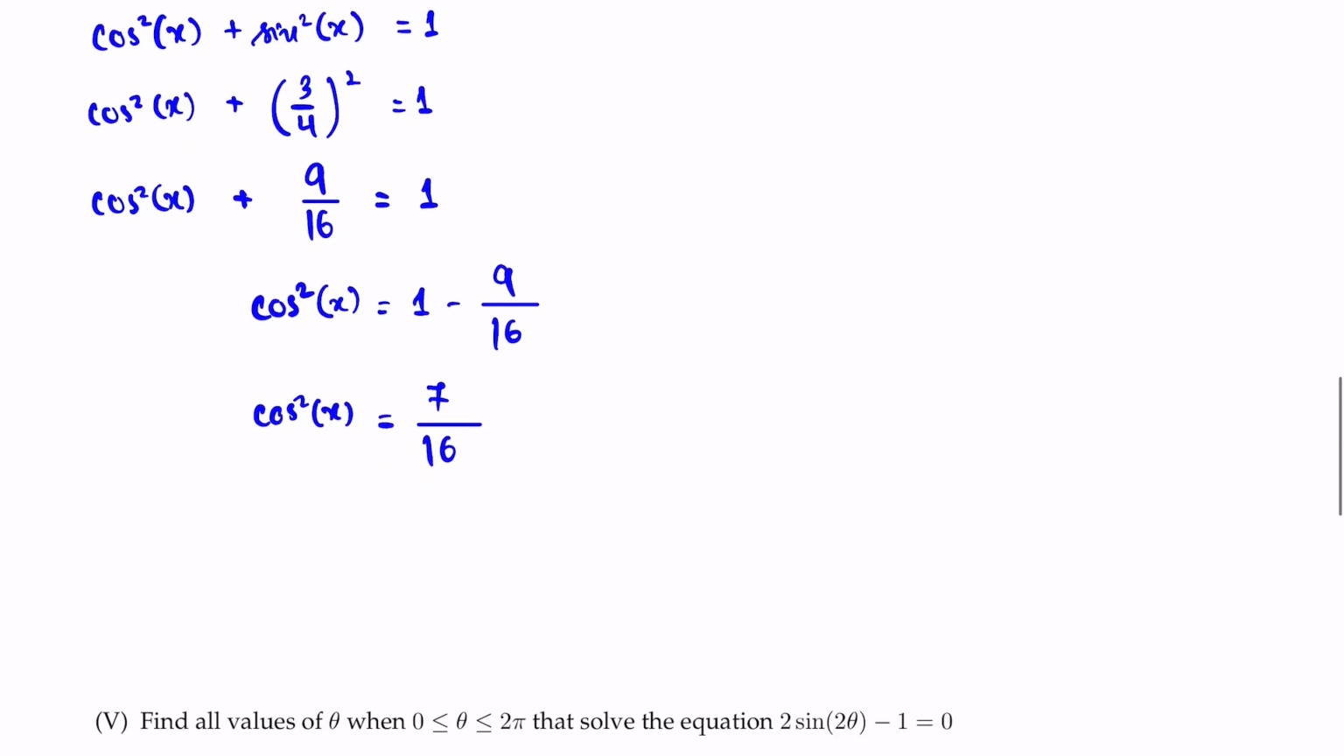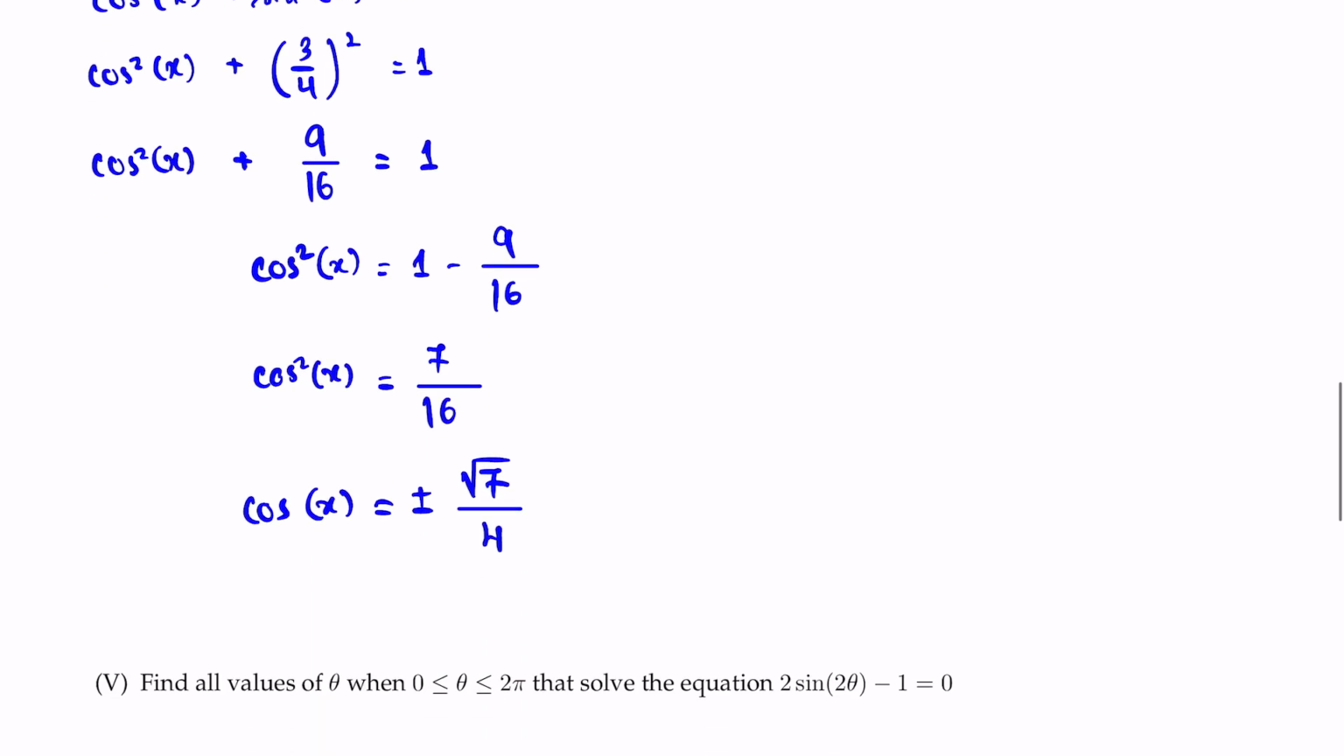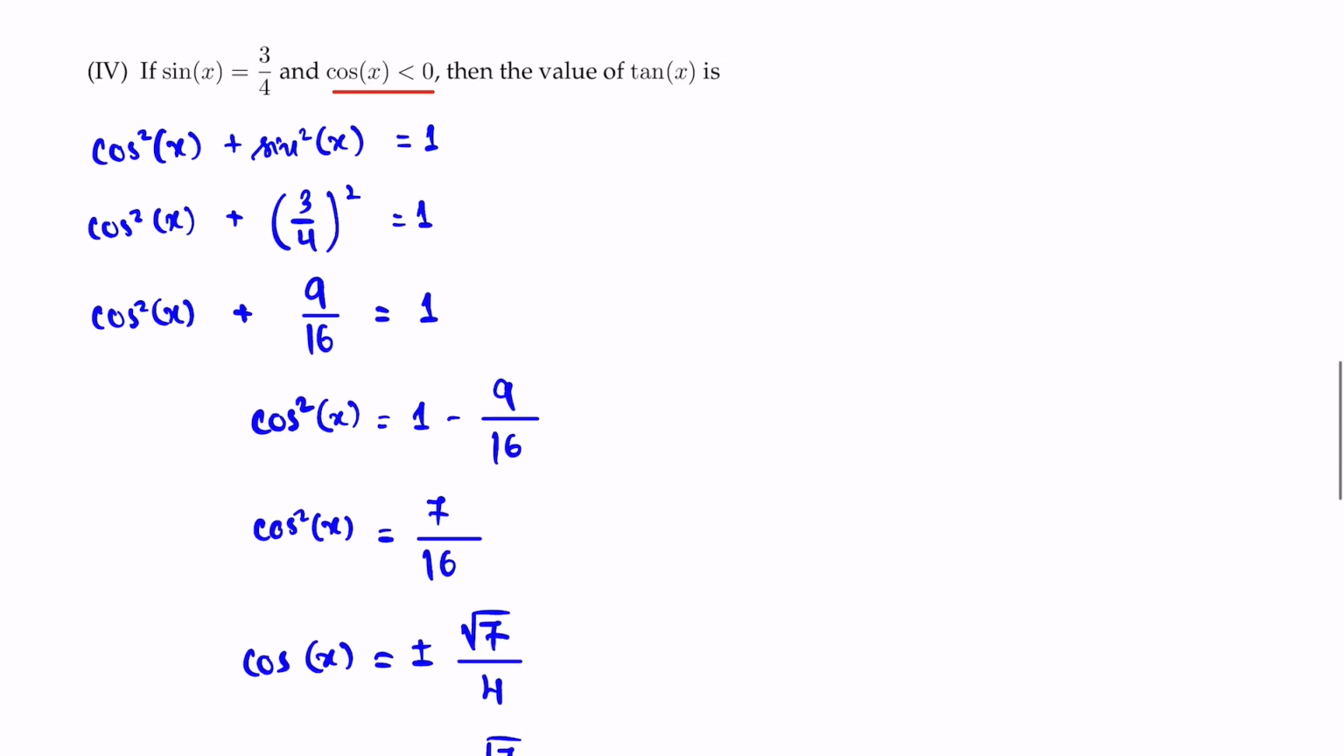When you take the square root on both sides of the equation, you should get plus or minus square root of 7 divided by 4. Now, what value should I choose? Is that a positive or negative number? Now, you go back to the question, and they give you the information that cosine is a negative number. Therefore, the value that you need is -√7/4. Then you already have sine of x equal to 3/4, cosine of x equal to -√7/4.